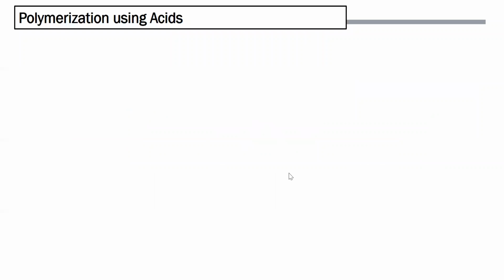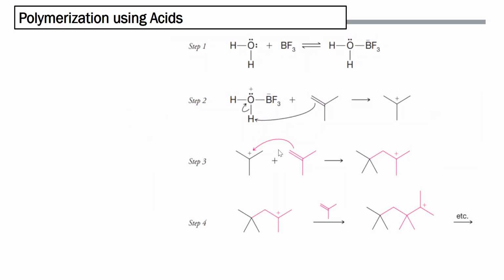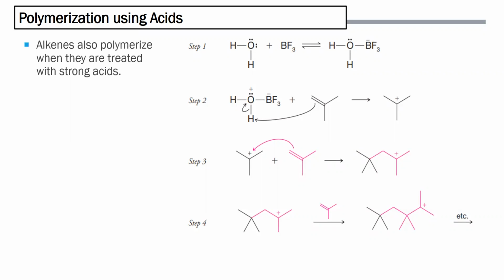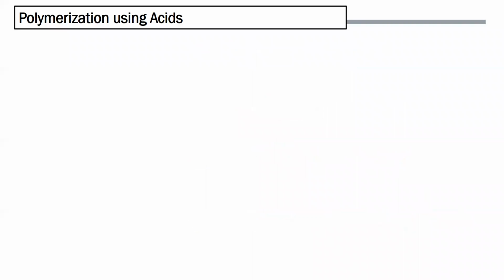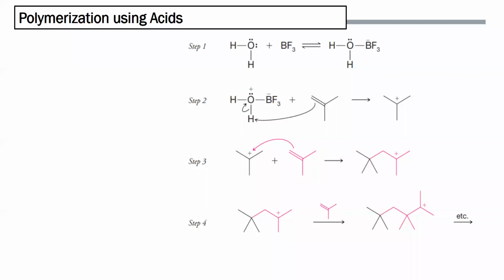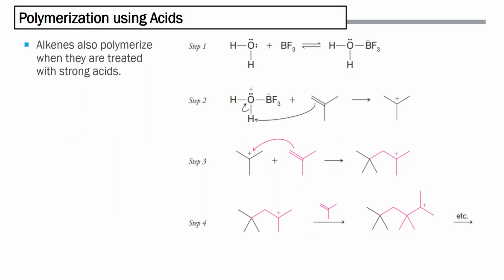So another kind of polymerization reaction proceeds via acids. Alkenes also polymerize when they are treated with strong acids. But this is very unlike what we have learned using radical polymerization reactions, because in the mechanism following this kind of polymerization reaction, we don't produce radicals, but instead we produce carbocations. So polymerization using acids doesn't follow radical reactions.